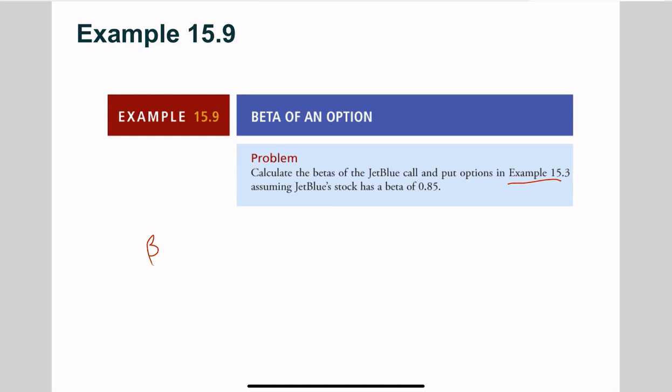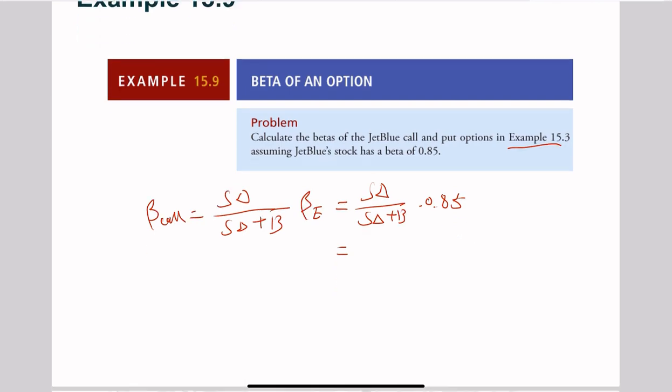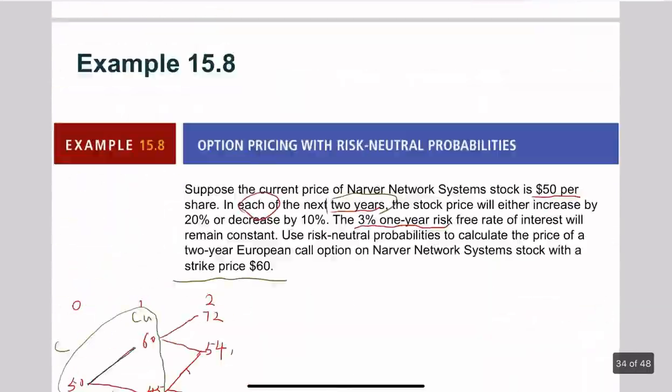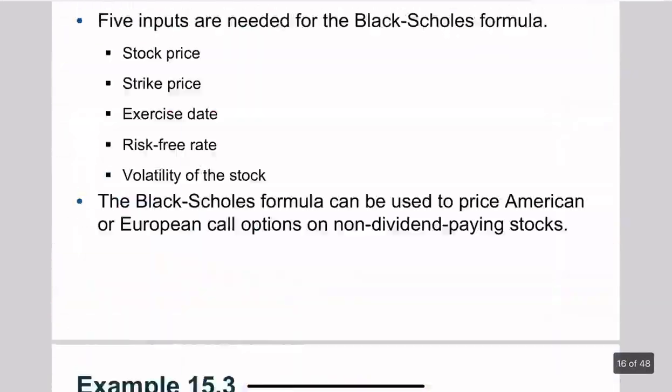So beta of call equals S delta divided by S delta plus B, times beta E, that is beta of equity, which is S delta divided by S delta plus B, times 0.85. And now all we need are just three numbers: stock price, delta, and B. So let's go back to, okay, you know what, let me go back to 15.3.